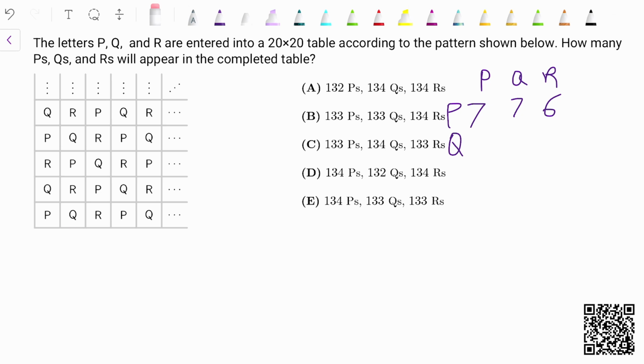Now let's look at our Q column, which is the P column's neighbor. This is going in a QRP kind of rotation, and this is similar to our P column because the last letter is not going to be shown in the 21 circumstance, and in this case it happens to be P. Therefore, in a Q column, there are 6 P's, 7 Q's, and 7 R's. Now let's look at our last column type, which is an R column. This R column has an RPQ rotation, therefore we have 7 P's, only 6 Q's, and 7 R's.